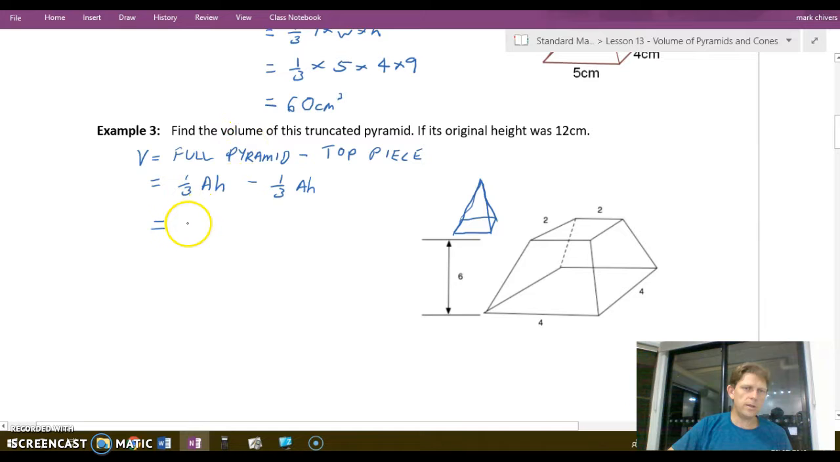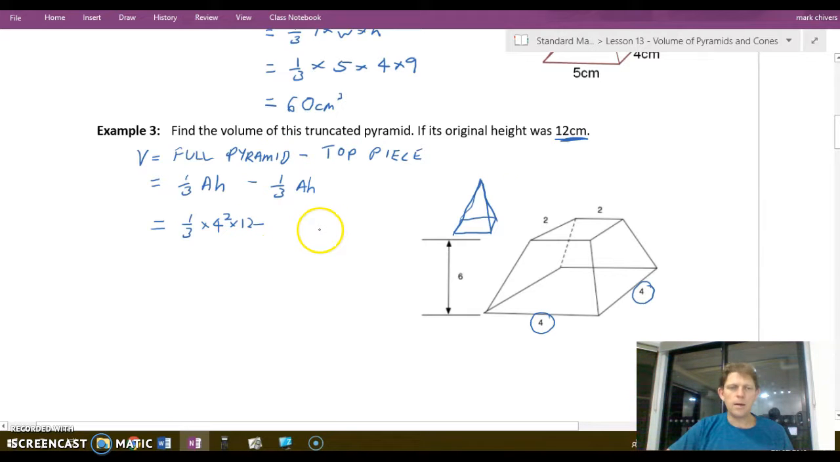So for this big pyramid, we've got 1/3 times the area of the base. Well, it's a square pyramid because its dimensions are given as 4 by 4 down the bottom here. So yes, the dimensions of the base are 4 times 4. So we can go times 4 by 4, or we can go times 4 squared. And the area of this little top piece, oh, sorry, I've forgotten the height. It says the original height was 12 centimeters, so that's what we're going to have to go with here.